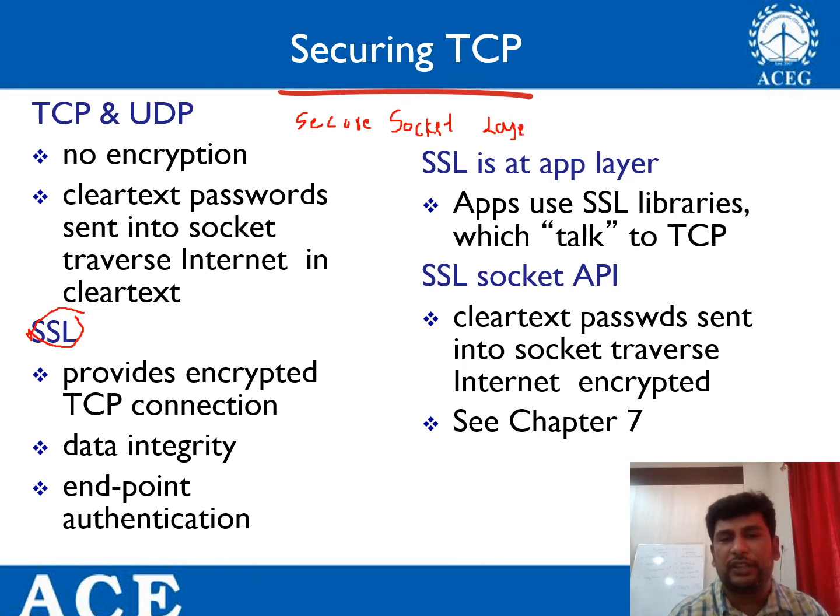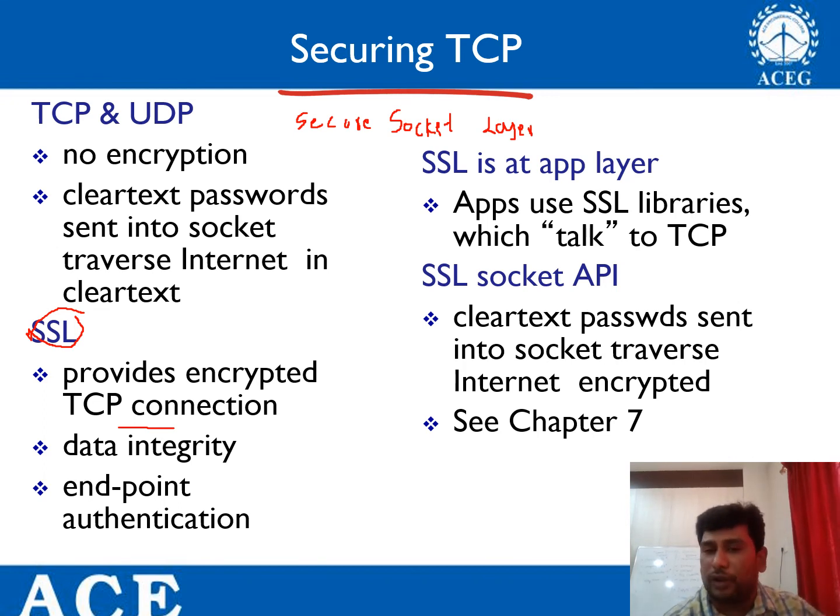So we are using a special application layer protocol called Secure Socket Layer. Secure Socket Layer actually provides encryption for the TCP connection. It implements data integrity and endpoint authentication. The Secure Socket Layer is present at the application layer, and it uses secure socket libraries to talk with TCP. So all these security-related applications will be implemented by a special protocol called Secure Socket Layer, which supports both TCP and UDP.